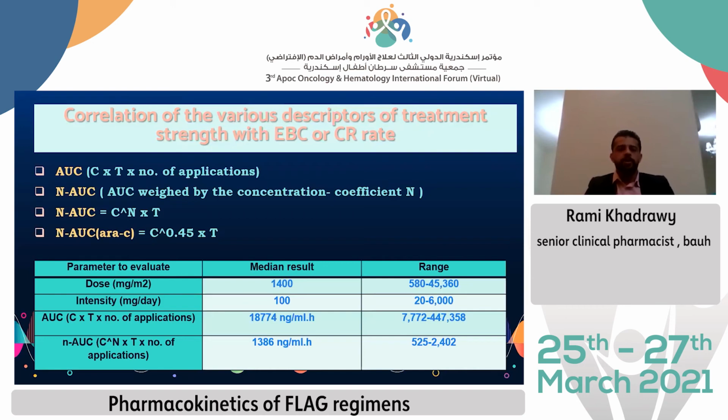The area under the curve is the concentration multiplied by T, multiplied by the number of applications. The NAOC is the AUC weighted by the concentration coefficient N. For cytarabine, N is 0.45: C to the power 0.45 multiplied by T. And they concluded these numbers: median result of doses 1 gram per 100, intensity of 100 milligram per day, AUC of 18,000 nanogram per milliliter, and NAOC was 1386.